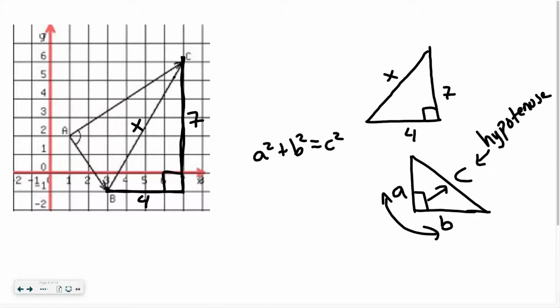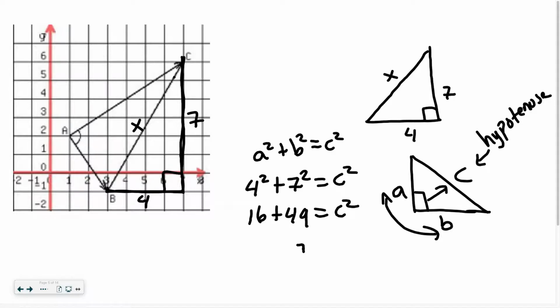So in this case, we're going to say, well, a is 4, so 4 squared plus what's b? b is 7 squared, and I'm looking for c. Okay, that's what I'm looking for. So 16 plus 49 is equal to c squared. Okay, and then I do 16 plus 49. I get 65 is equal to c squared.